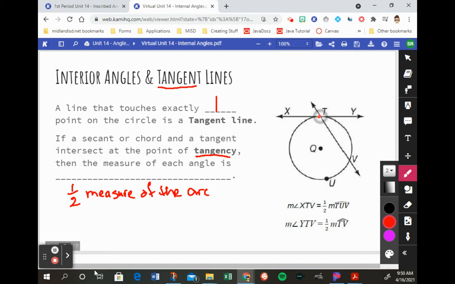So like this one would be 1/2 the measure of TU. Or TV, I'm sorry, TV. And the other one would be 1/2 the measure of TUV. So this one, it would be the purple. This one would be the red. Okay, let's do some practice.